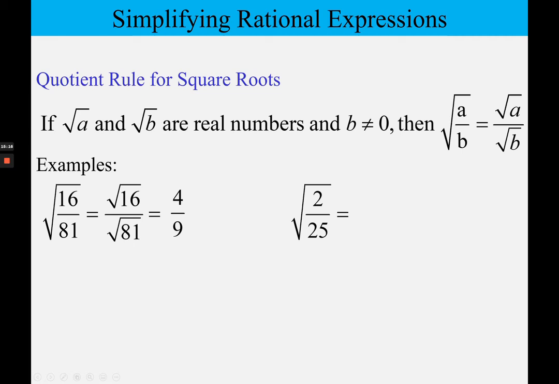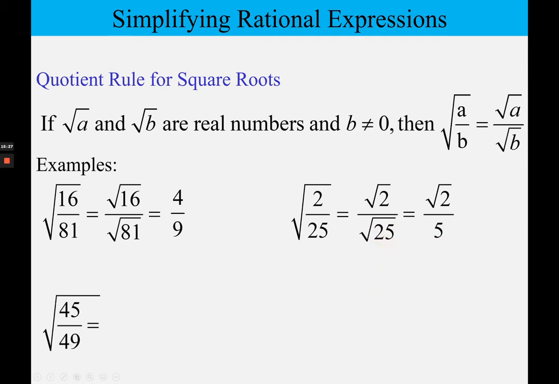Another example, square root of the expression 2 over 25. You just separate the top and the bottom. Square root of 2 does not simplify, but the square root of 25 does. It's 5. So that's your final answer, square root of 2 over 5.